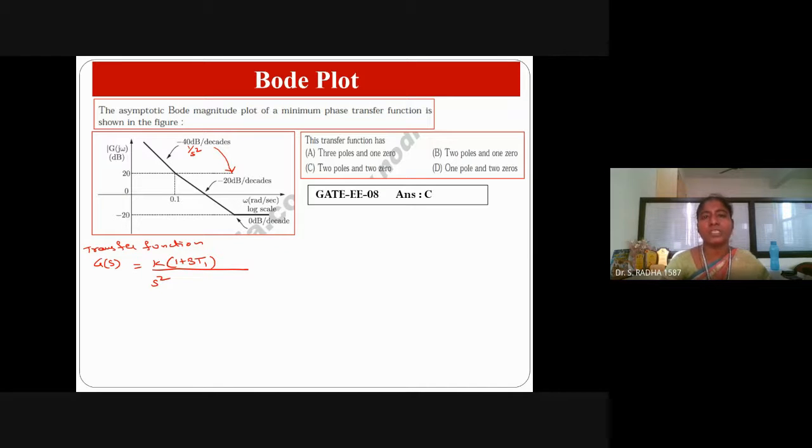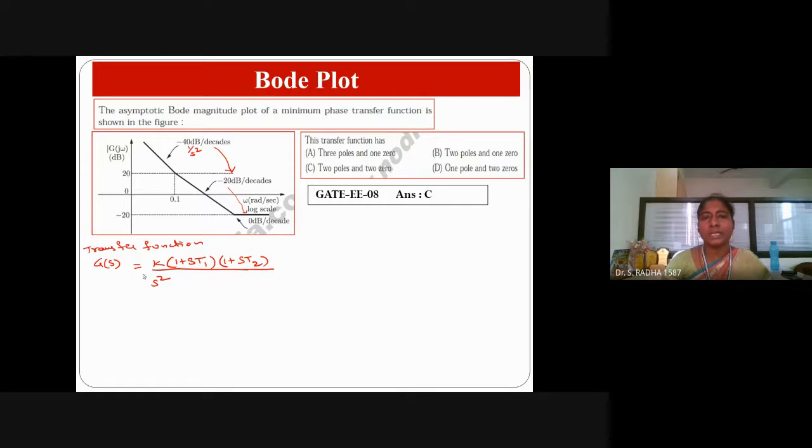So the slope is changing from minus 40 to minus 20. Okay. So after that, from minus 20, it is changing to 0 dB per decade. You can see minus 20 to 0 dB. Again, one more plus 20 is added. So I will put one more first order factor in numerator. Okay. These are the increasing orders I am putting, T1, T2 like that. This is the transfer function.